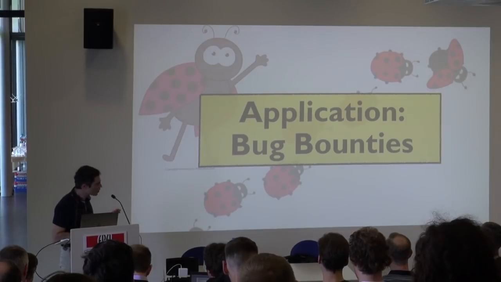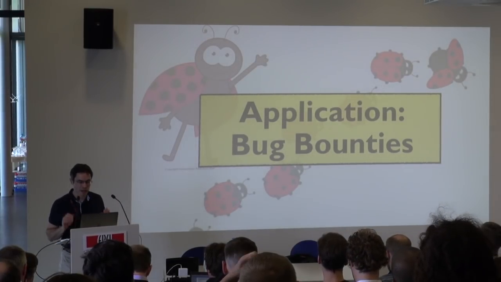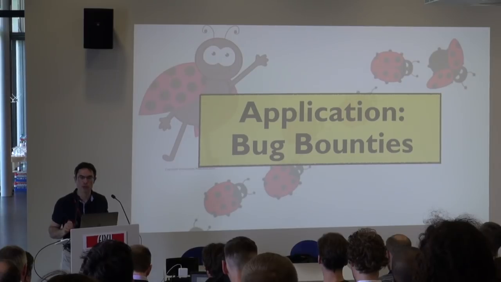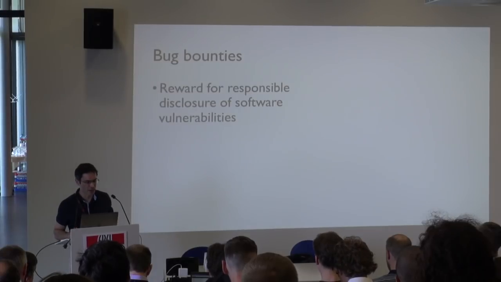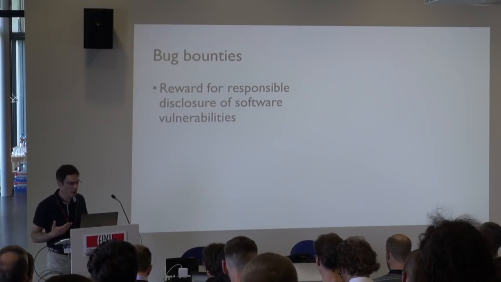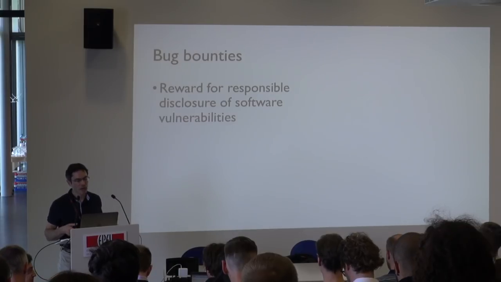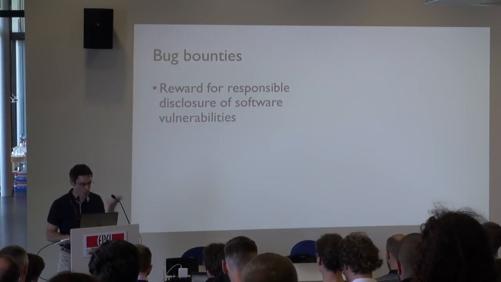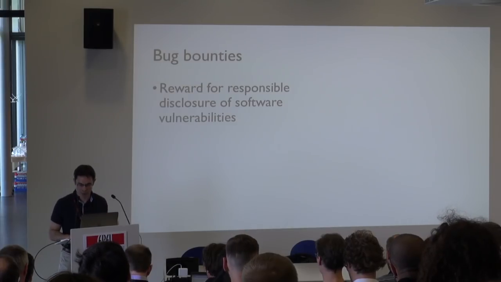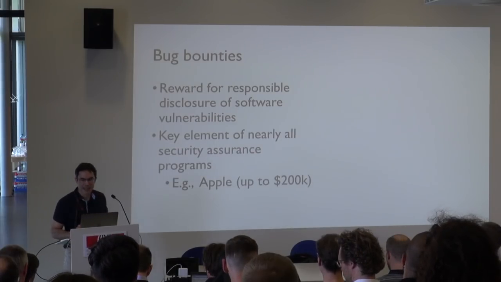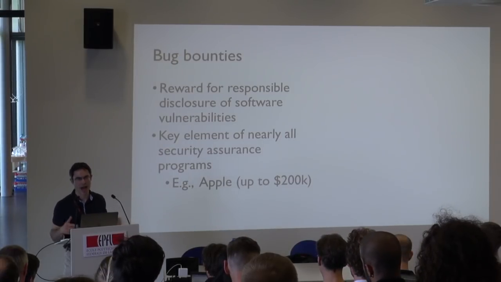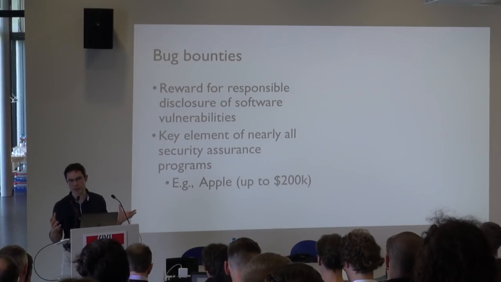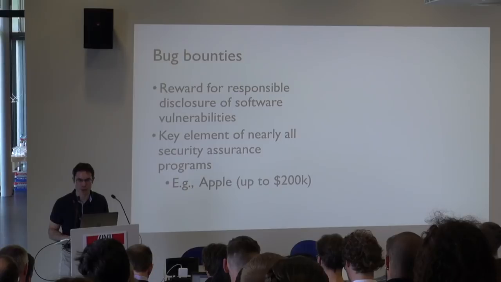Taking a step back, the main application we see for the Hydra framework in the context of smart contracts is to bug bounties. I assume most of you are familiar with bug bounties. They're a reward to a white hat hacker or gray hat hacker for responsible disclosure, typically disclosure to the vendor, of a bug, a vulnerability in software. And today, nearly every big IT firm has some kind of bug bounty program. Apple, for instance, will offer up to $200,000 for a particularly juicy exploit, like an iOS jailbreak.